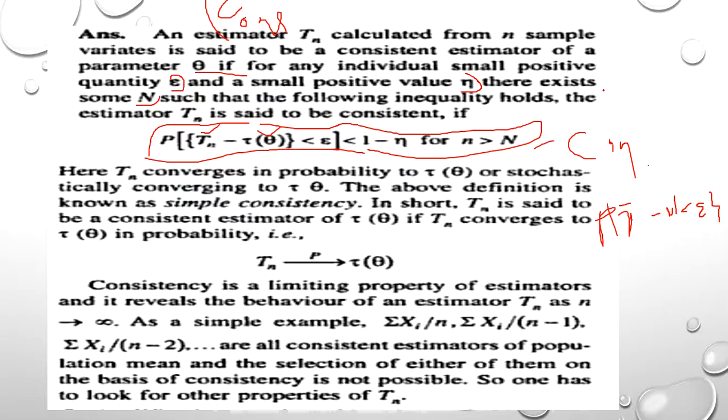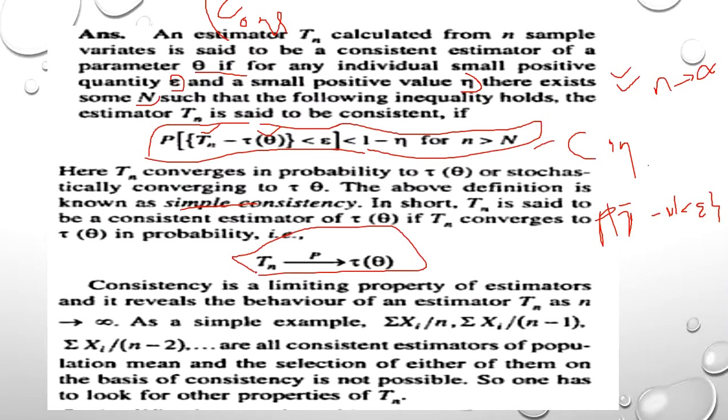What does the invariance property mean? If the sample values are unbiased, and the variance of Tn tends to 0 when n tends to infinity, then we say it is a consistent estimator. Hence Tn converges in probability to tau of theta, or stochastically converges to tau of theta. The above definition is known as simple consistency. In short, Tn is said to be a consistent estimator. This is the definition of convergence in probability.